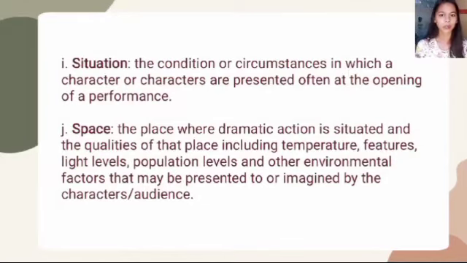Another element of drama is situation. Situation is the condition or circumstances in which a character or characters are presented, often at the opening of a performance. So, this element is a straightforward concept wherein it clearly conveys the happenings in the play at any particular time, which makes the drama coherent for the audience. An example of this is when the characters in the play are involved in a conflict.